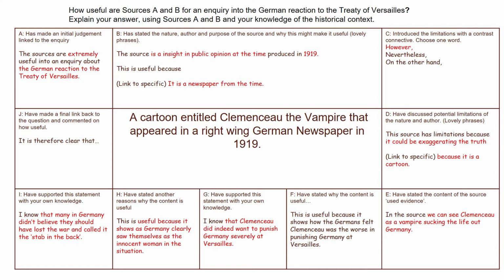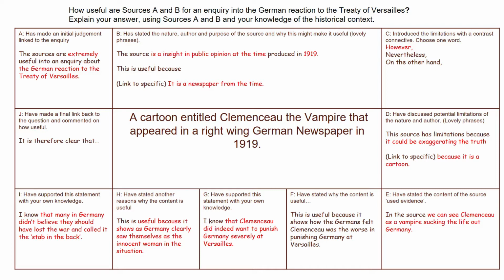The source is an insight into public opinion at the time, produced in 1919. Newspapers, because this came from a newspaper, often give us an insight into what the public are thinking at the time. So it's useful because it's a newspaper from the time. So we need to just say what the nature of that source is, which we've just done. It's a newspaper. However, and then remember, we're going to look at limitations.